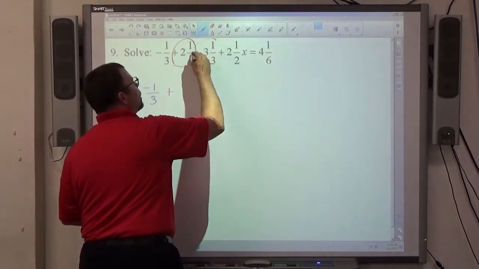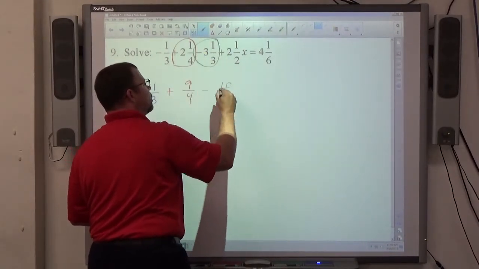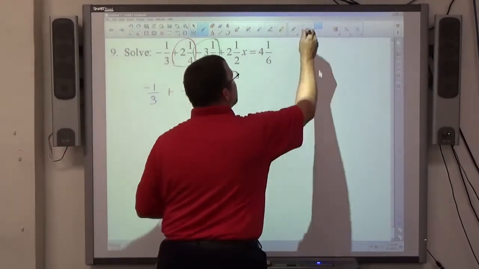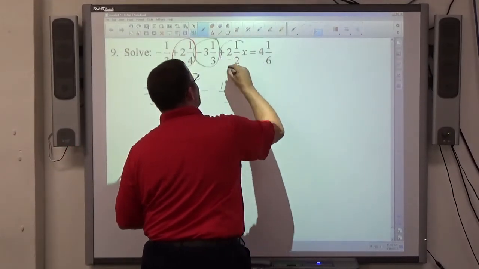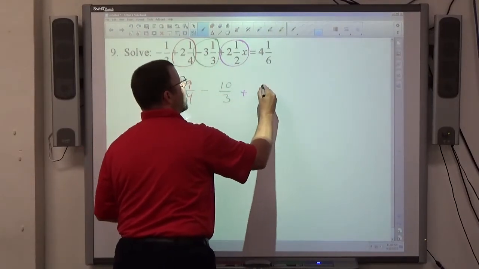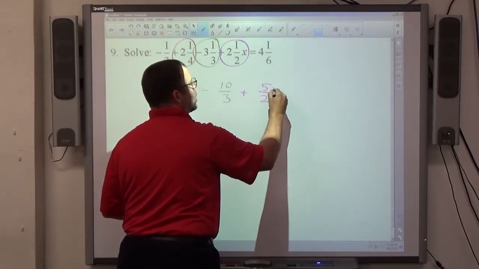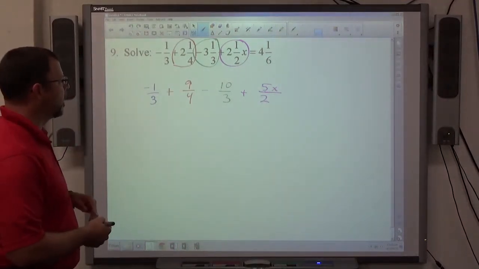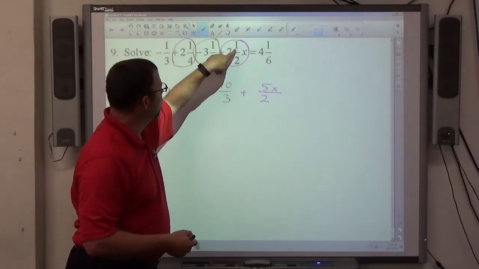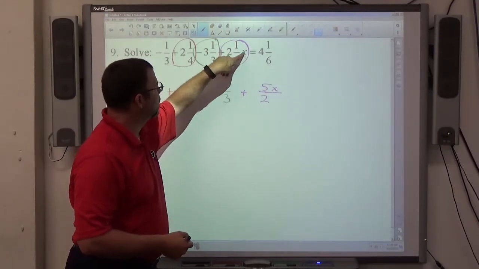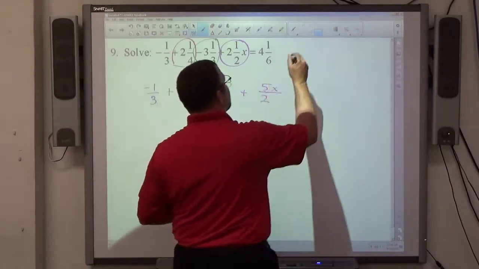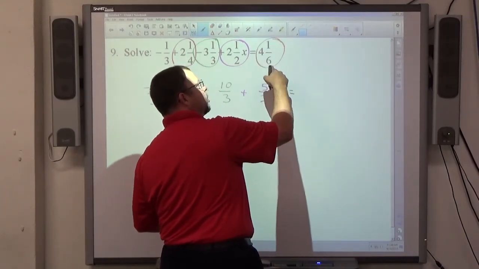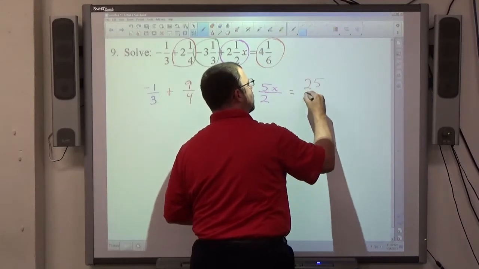Next term is minus 3 1/3. I'm going to make that minus 10/3. 3 times 3 is 9, plus 1 is 10, goes over 3. Next one is 2.5x. I'm going to get plus 5/2 x. I personally like to put my x's on top. That's where they actually are, so just to make sure that I don't think that it belongs on the bottom. So 2 times 2 is 4, plus 1 is 5 over 2, and again the x I just slide up on top. I got the equal sign, and my last term here, 4 1/6. 4 times 6 is 24, plus 1 is 25, that goes over 6.